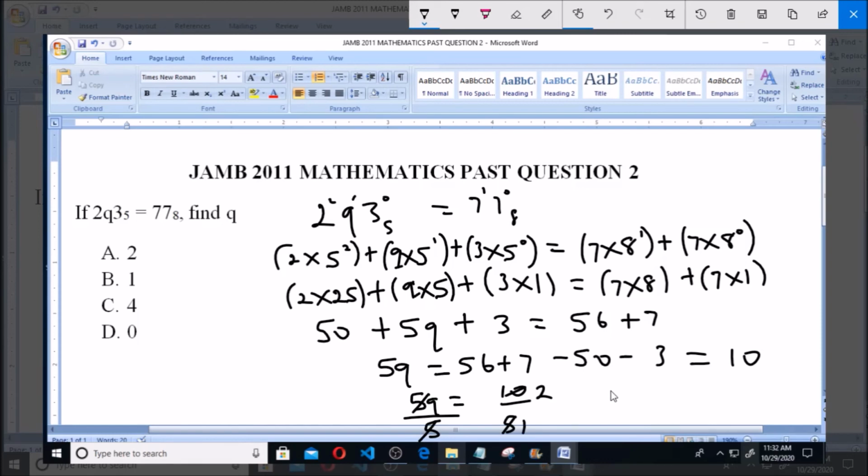So we can now say that 223 base 5 is equal to 77 base 8, because q is equal to 2. Option A.